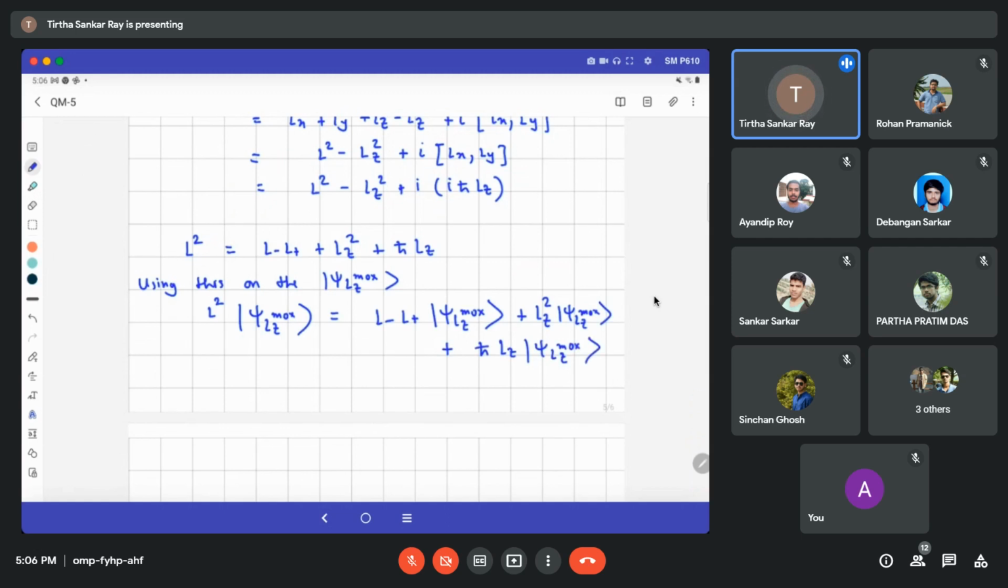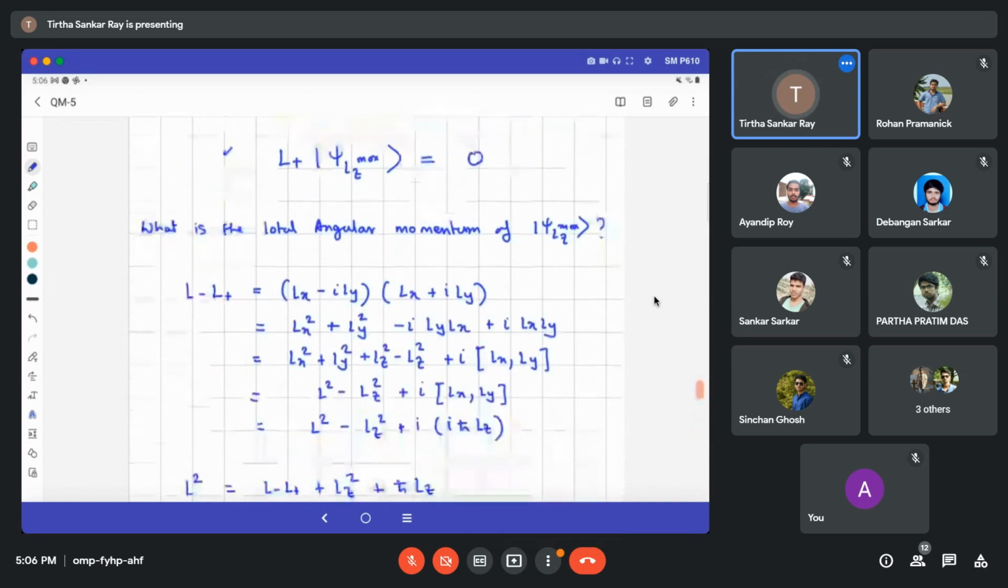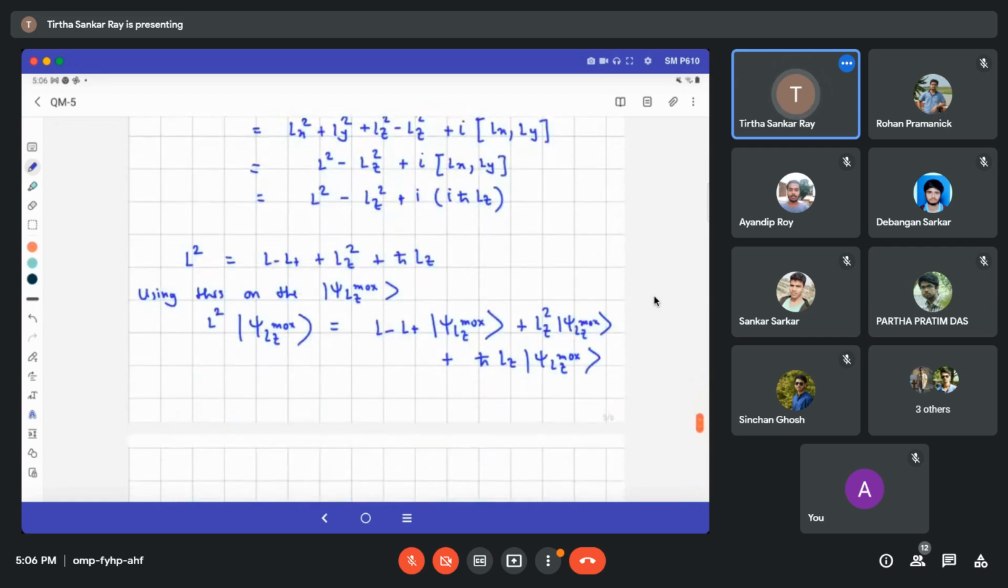You see, the nice trick that I've used is that I had no clue about L square. What is the property of L square on this Lz max state? But I had these two commutation relationships. I knew how the Lz operator acting on this psi and L plus acting on this psi behave. So this algebra that I have done is basically I've tried to write down L square in terms of these quantities, and then your life becomes much simpler, because you know that L plus acting on psi Lz max by definition goes to 0.